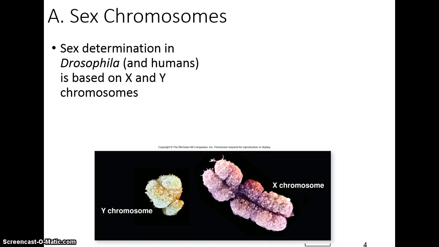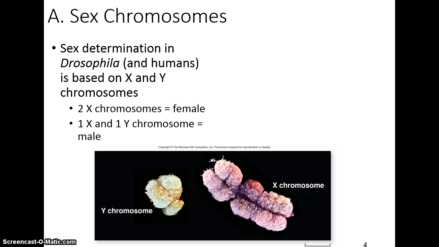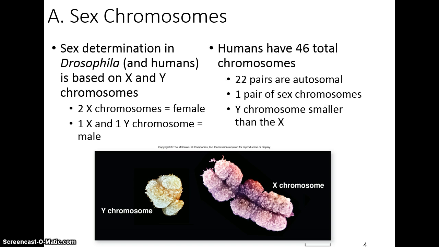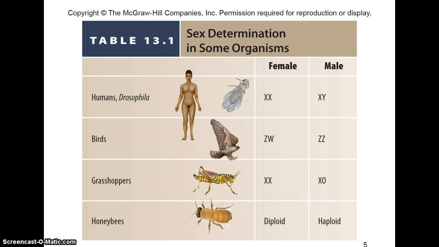because flies have a similar sex determination in their genes as humans, in that males have both an X and a Y chromosome, and females have two X chromosomes. So in humans, we have 46 total chromosomes, 22 pairs of which are autosomal, which are not sex chromosomes, and then one pair of sex chromosomes, which are Y and X. The Y is a lot smaller than the X, and basically just codes for maleness, but there are a lot of necessary genes found on the X.